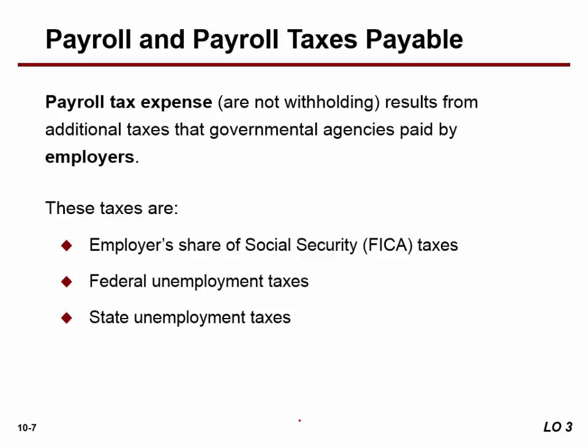Then what? Then the employer has to pay federal unemployment tax. We're going to see that that's abbreviated FUTA. And the employer has to pay state unemployment tax. That's what? SUTA. We'll see that abbreviated, SUTA. The employee doesn't pay that, right?